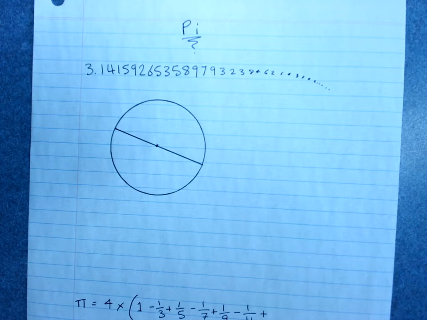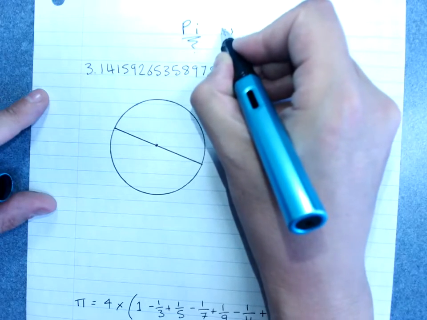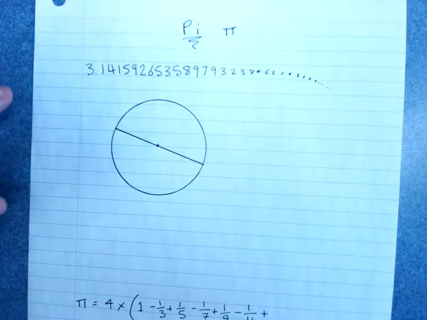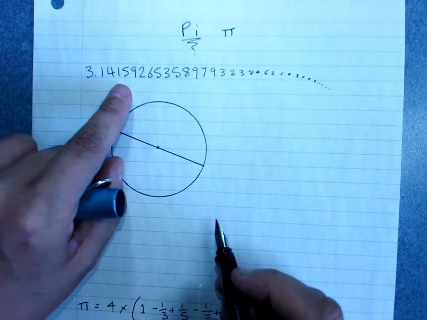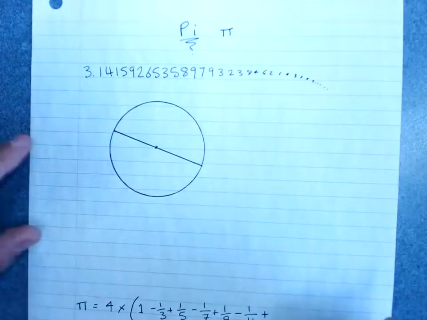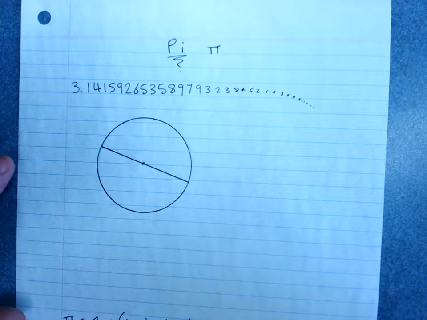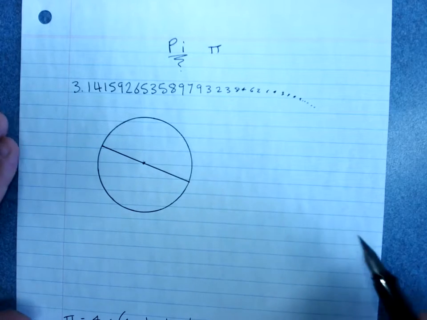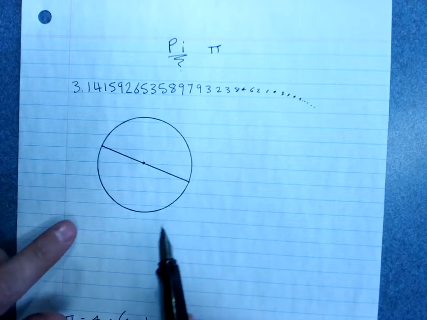A quick introduction to pi. Pi, or the Greek letter pi, is an irrational number: 3.1415926535897, and it keeps on going, as irrational numbers do, forever. It is non-terminating and non-repeating. But we haven't really talked about what pi is or why it's important.